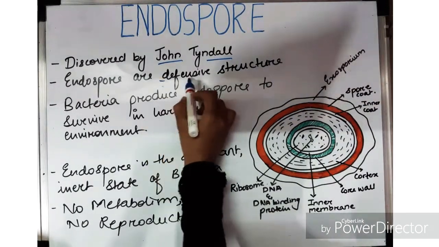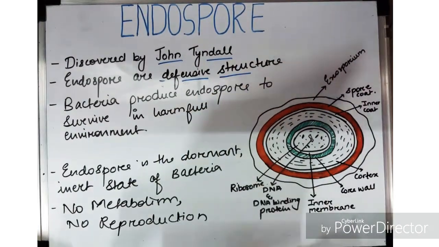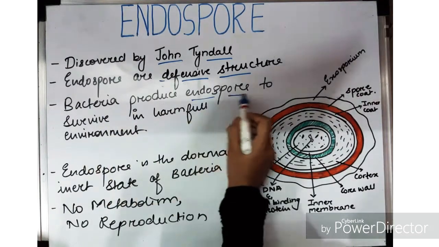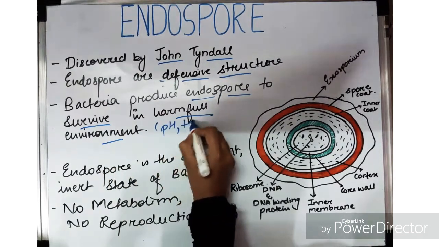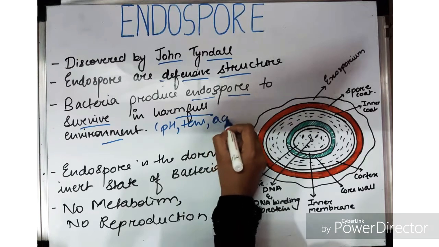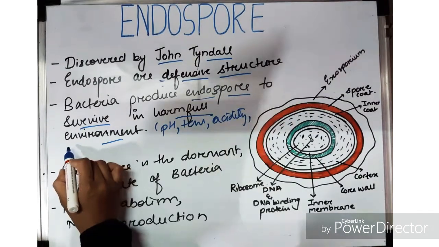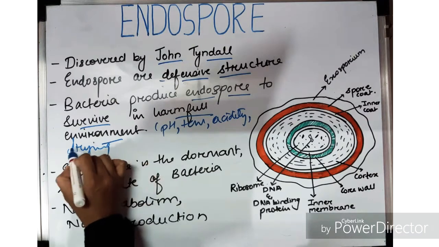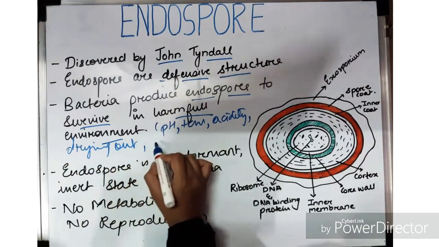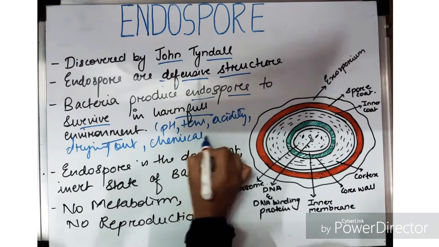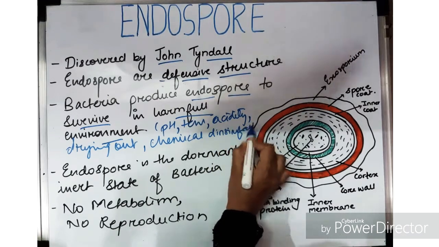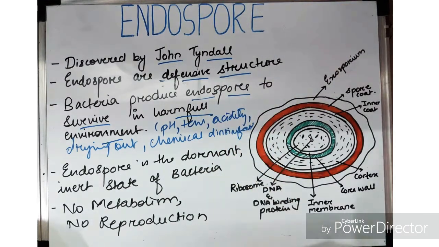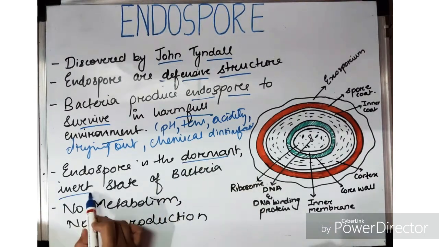Endospores are the defensive structures that enable some bacteria to survive in harmful environments. Bacteria produce endospores to survive in harmful environments such as high pH, temperature, acidity, drying out, dryness, chemical disinfectant, as well as when there is treatment with antibiotic. As an endospore, the bacteria is in a dormant or inert state.